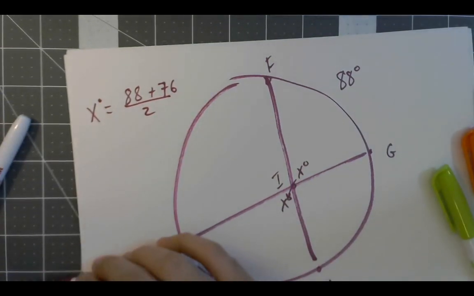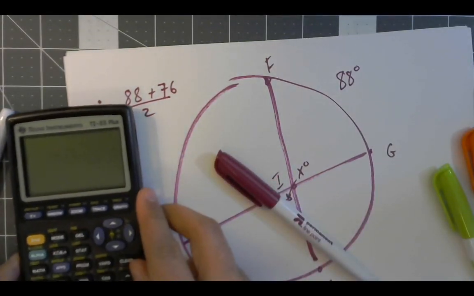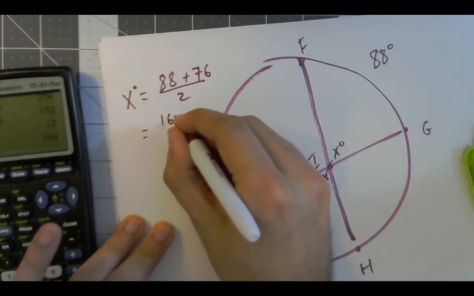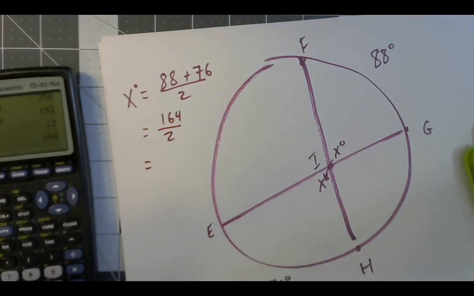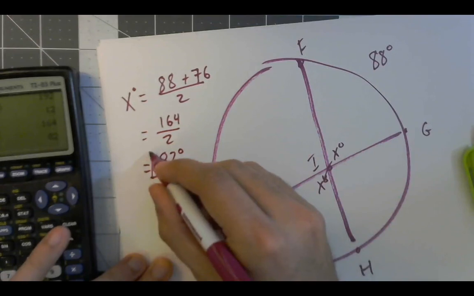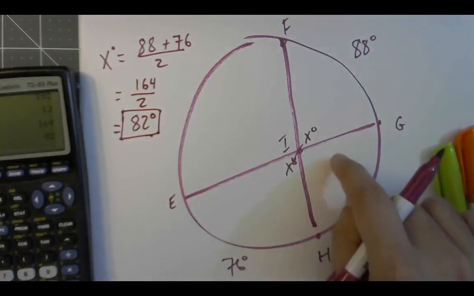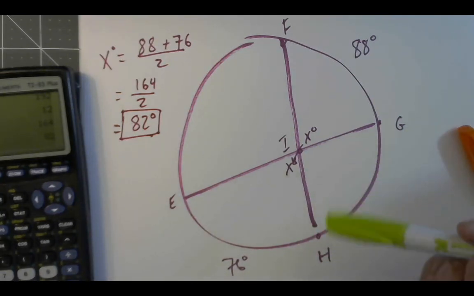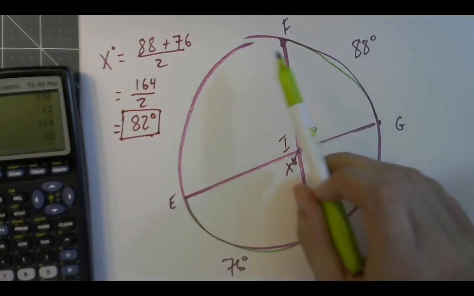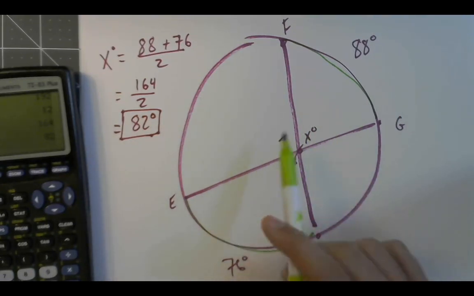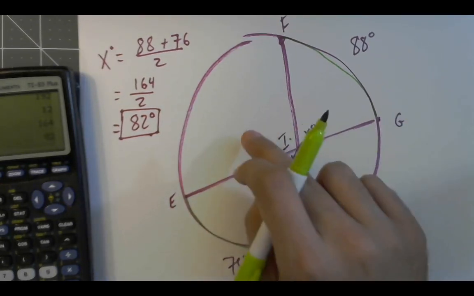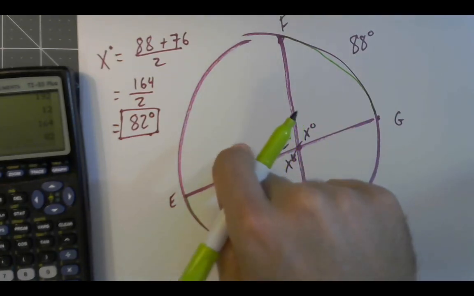So if we have this, we're going to add those two together, 88 and 76. We get 164. We'll cut that in half, and it should be 82. 82 degrees. So once again, we were looking for X. We had to use this arc and this arc to find it. Honors people, if you want a good challenge, now find what these are. These aren't going to be too hard to figure out. This is just going to be the supplement of it, so we know this makes a straight line. So if this is 82, this has to be 98, I believe, 98.